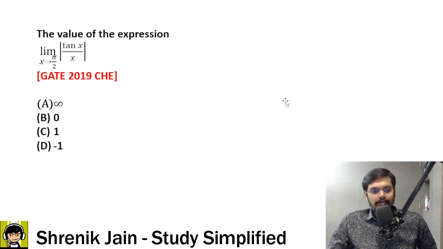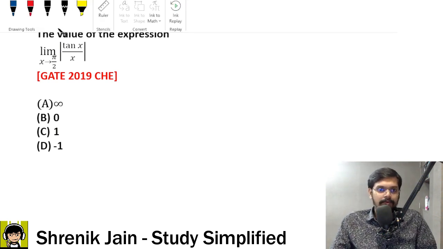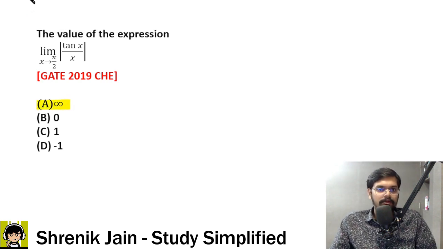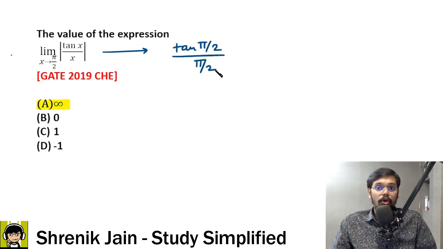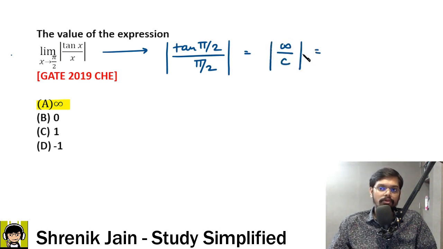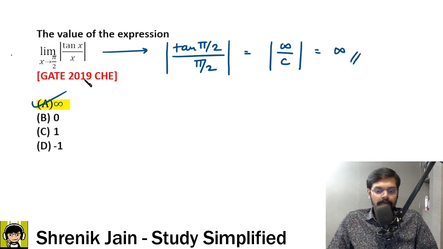Everyone says A, so A is absolutely right. How? Sir, it was just direct substitution. If I do the direct substitution, then tan pi by 2 divided by pi by 2. Don't use L'Hopital. Why not use L'Hopital? Because you have infinity by constant. You have infinity by constant and you have mod also, so it cannot be plus minus infinity, just positive infinity. So the final answer is positive infinity. Option A is correct.